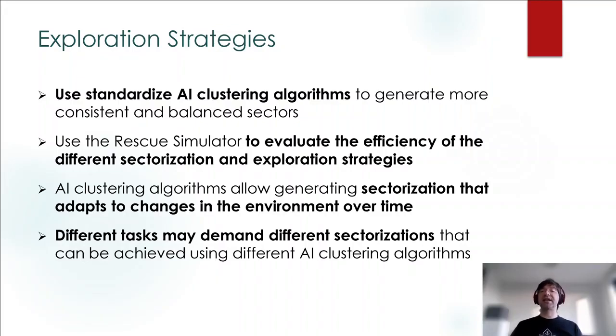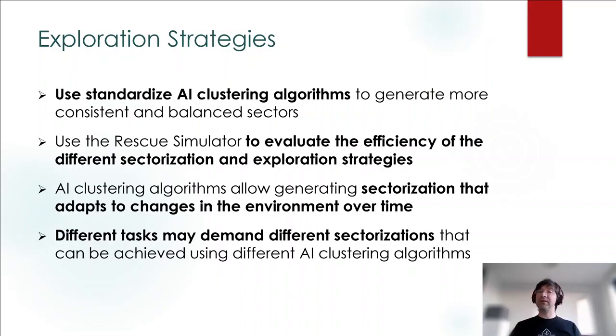And finally, these different tasks may demand different sectorizations, like the police officers, who are responsible for cleaning up or unblocking the roads, and the ambulance and fire brigades, who are responsible for rescuing civilians. They may have different needs for sectorizing or splitting the map and exploring the map. So you could use different algorithms or different sectorization strategies in order to explore and improve your rescue response in this case. So these were two main examples of how we can use the rescue simulator to evaluate different strategies or different plans in a real scenario, in order to support real teams.